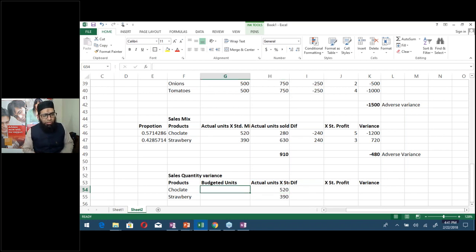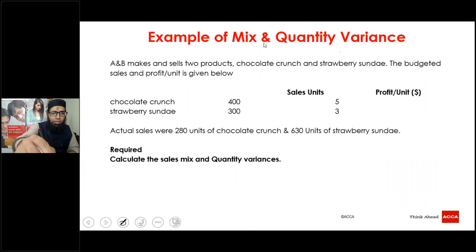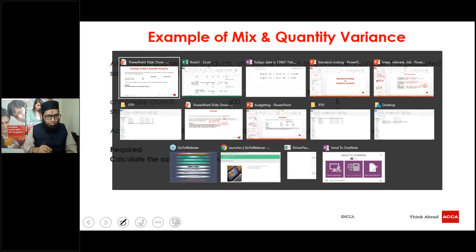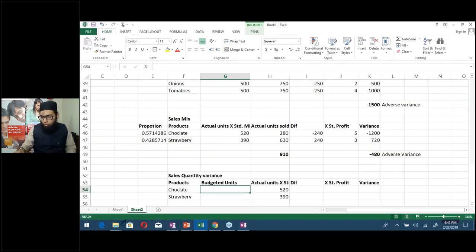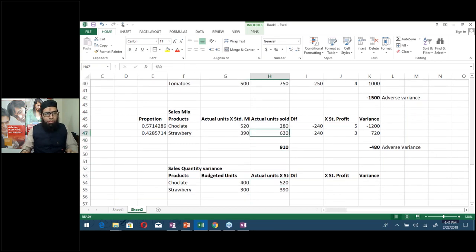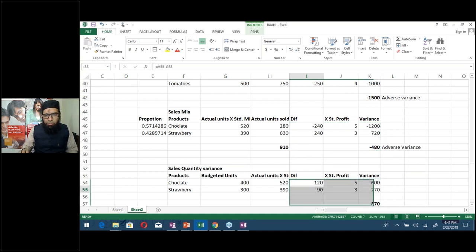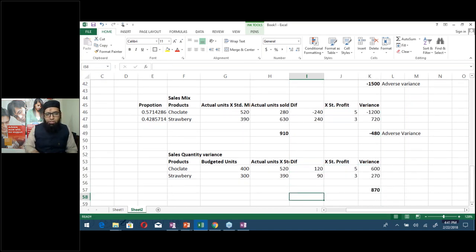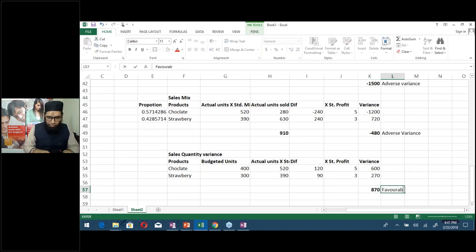As far as budgeted units are concerned, this should be given in the question, and it was 400 and 300. Now for the remaining part, yes, Abid, thank you, you are correct. For the remaining part, what you will be doing is simply copy and paste it, and you will have the answer of sales quantity variance, which is favorable.